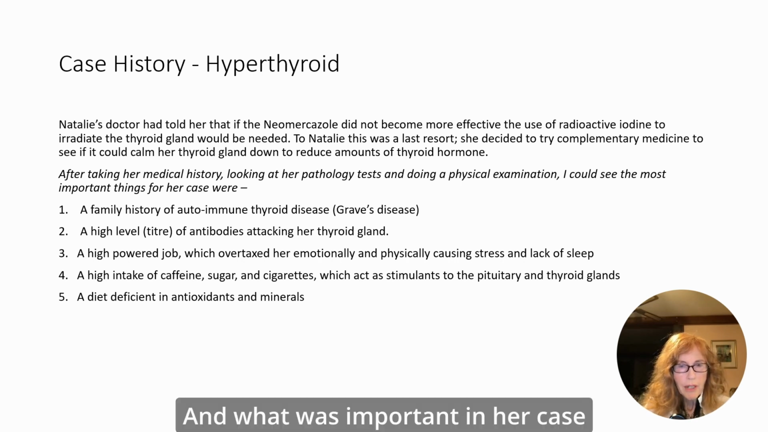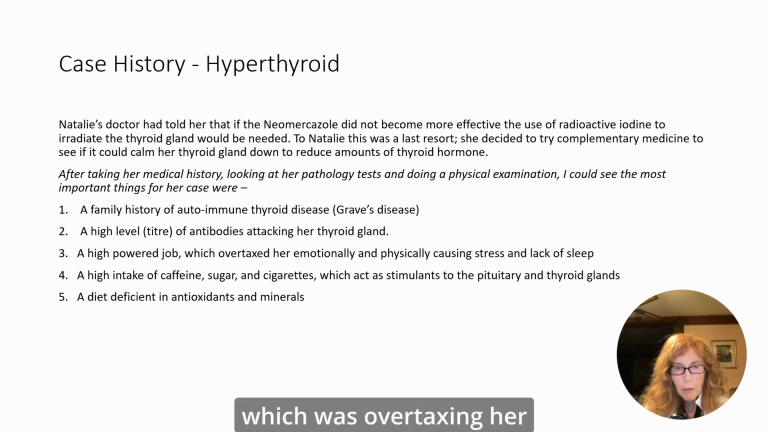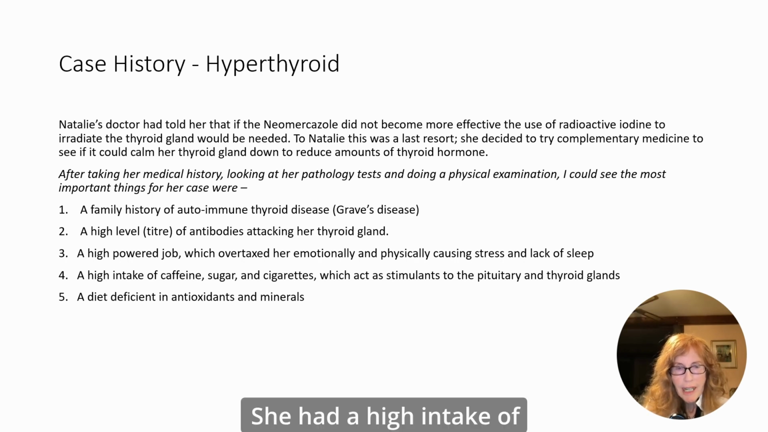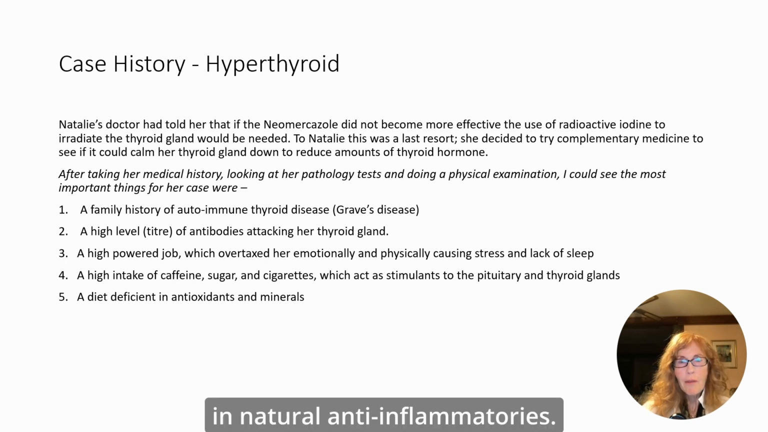And what was important in her case is that she had a family history of autoimmune thyroid disease. She had a very high level of antibodies attacking her gland. She had a very high-powered job, which was overtaxing her emotionally and physically. She was highly stressed. She had a high intake of caffeine, sugar and cigarettes so that she could keep going in this demanding job. And her diet was quite deficient in natural anti-inflammatories.